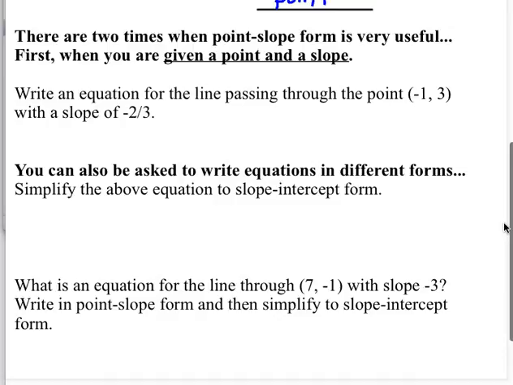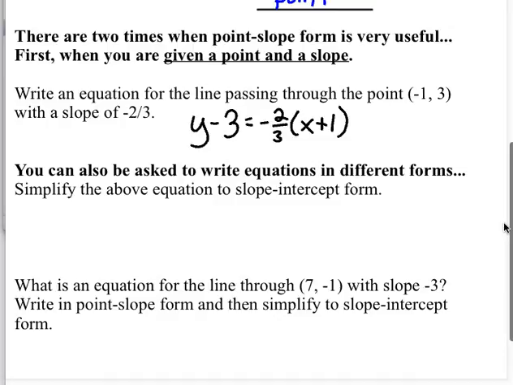I have the equation for a line passing through the point -1, 3, and it has a slope of -2/3. So literally, all I have to do is put it in the equation. y minus the y value from the point equals the slope times x minus the x value from the point. Well, minusing a -1 is the same thing as adding 1. So this is the point-slope version of that line. Okay.